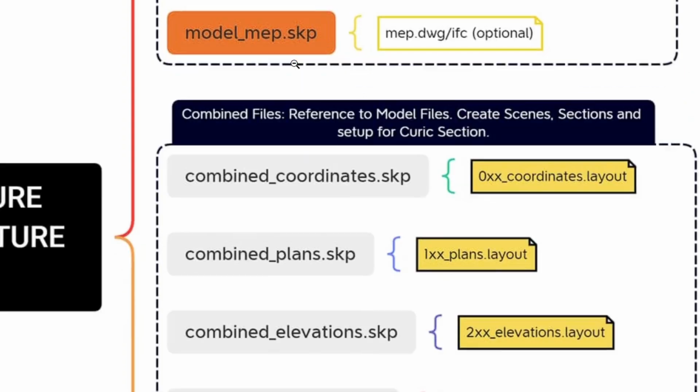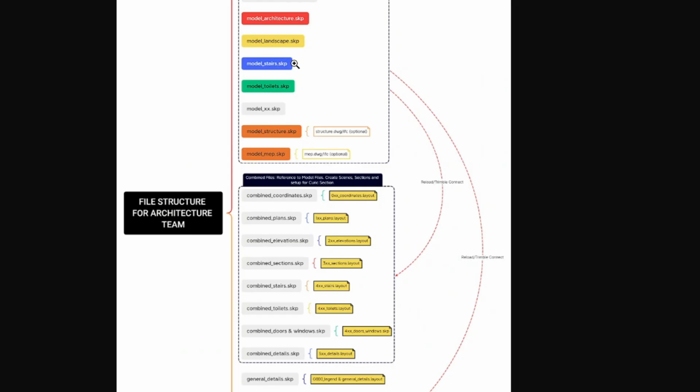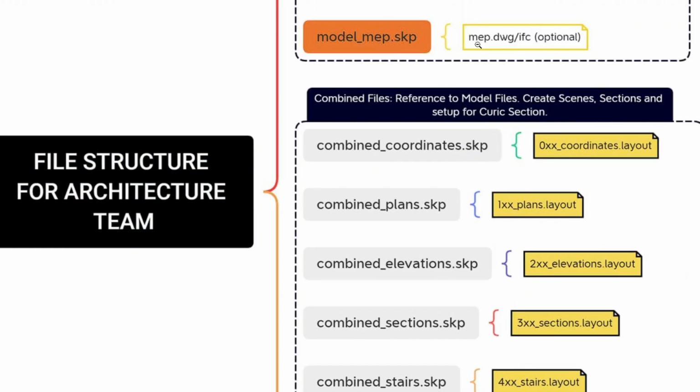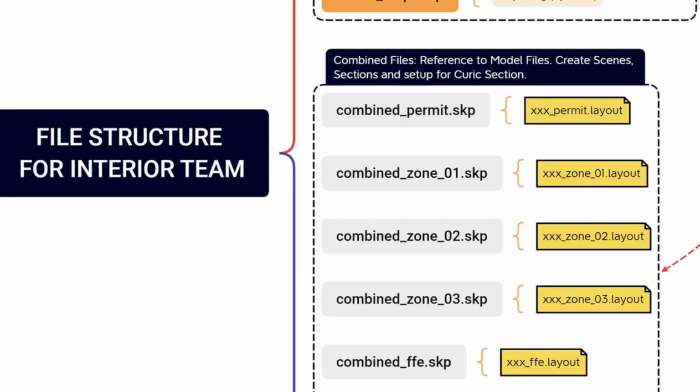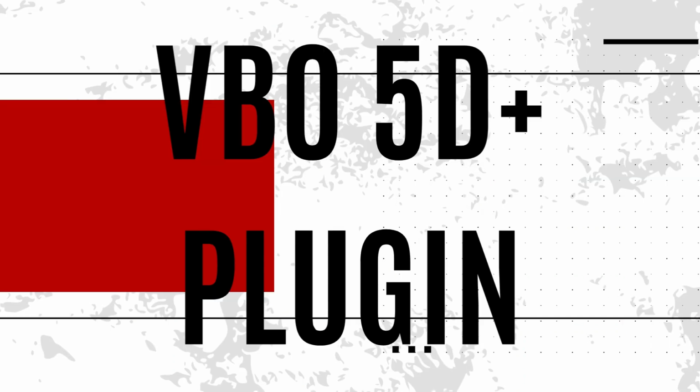All the model files are organized so that they are all unified into one team production or building information modeling, which can then be exported into IFC or other BIM software such as Revit. However, today we will just focus on one plugin, even without the others. This is called the 5D Plus.